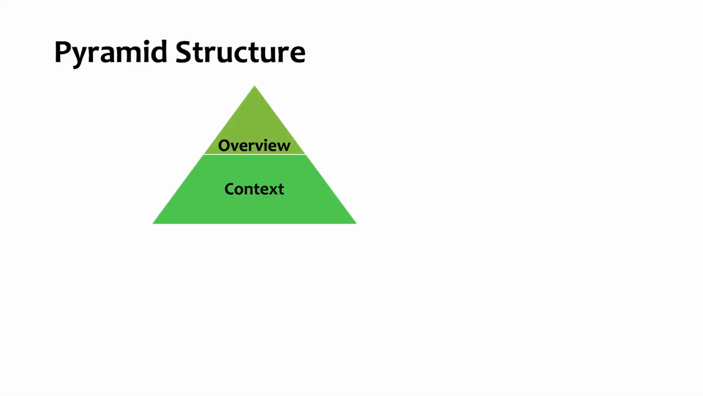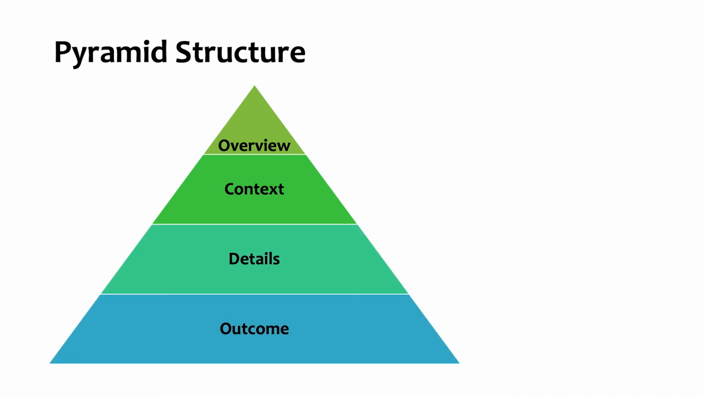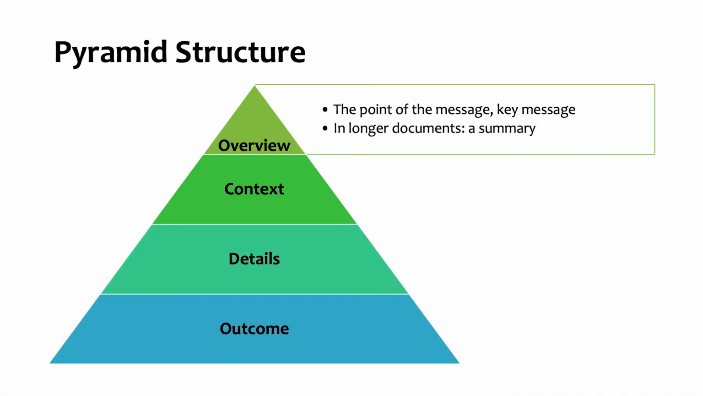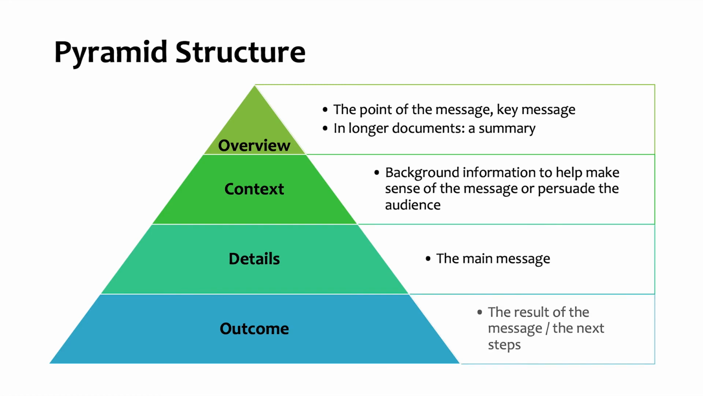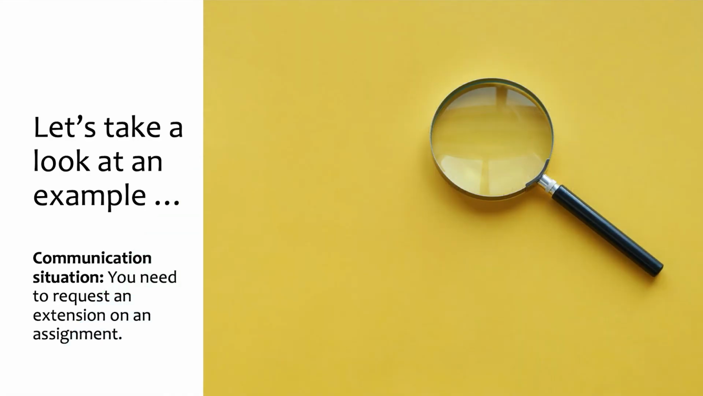Pyramid structure has 4 parts: overview, context, details, and outcome. The overview is the key details. In longer documents, this is sometimes a summary. Our context is key background information that will help your audience understand your main message. The details is that main message that you're trying to get across. The outcome, sometimes also called the next step, result, or action, is what happens next or what your audience needs to do. Let's take a look at an example.